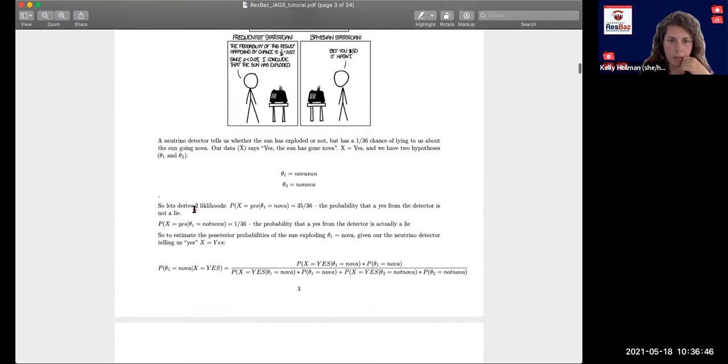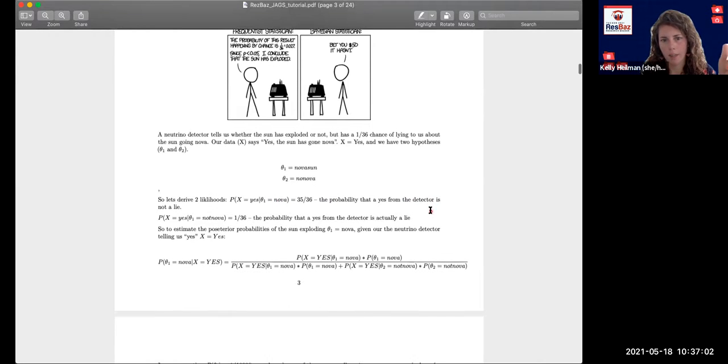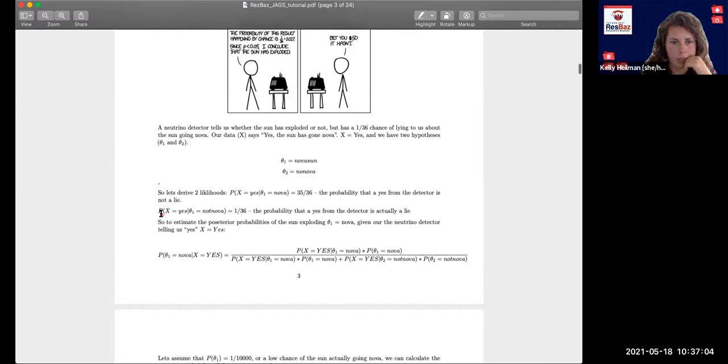And so we'll derive 2 likelihoods: the probability that the data says that the sun has gone nova and it has actually gone nova. So it's the probability that a yes from the detector is not a lie. And then the second probability is the probability that the data says yes, but it's not actually nova. And that's the probability that a yes from the detector is actually a lie.